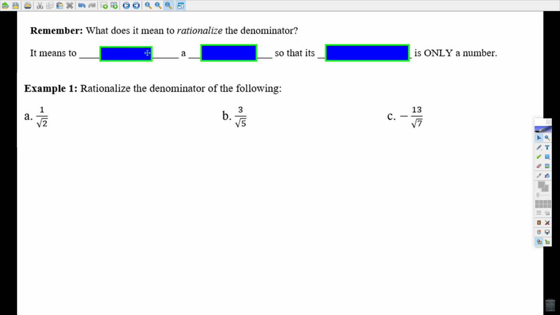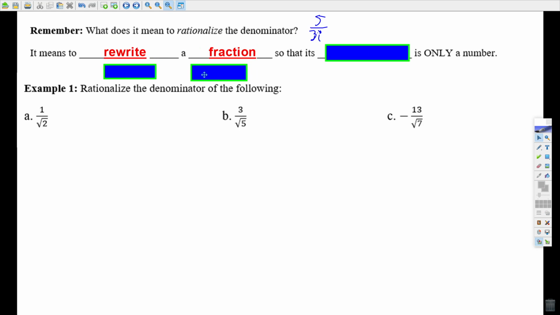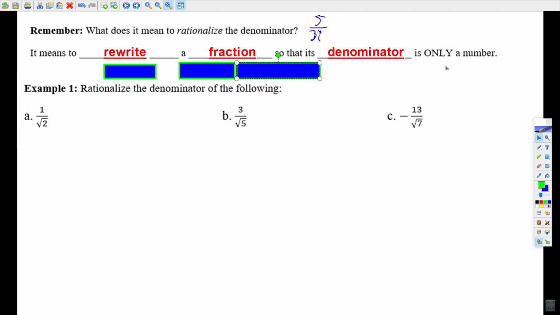So here's a question. We talked about this before. What does it mean to rationalize the denominator? We did this before with imaginary numbers, if you remember. We couldn't have i's in the bottom, so we had something like 5 over 3i, and we had to get rid of the imaginary number. So what does it mean to rationalize the denominator? It means to rewrite the fraction so that its denominator is only a number.